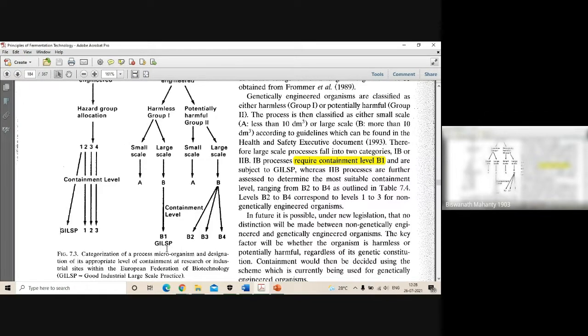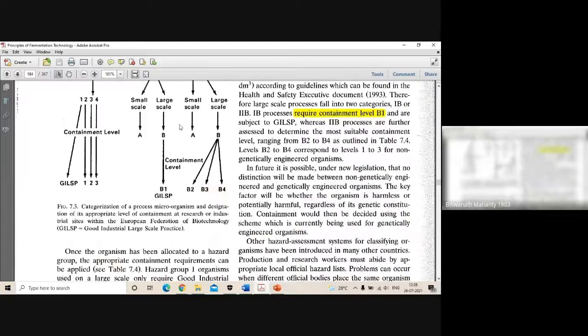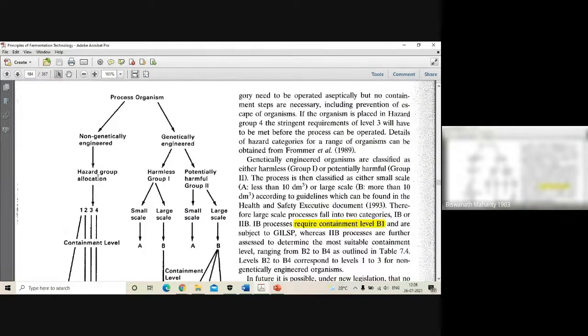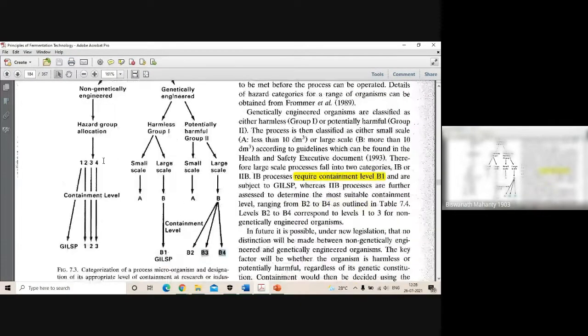If it is going for a pathogenic group and genetically engineered, the classification, as I told you, B1, B2, B3, B4 are similar. But if it is a non-hazardous group, where the pathogenicity is not there, then we can also have containment level of 1, 2, and 3, not beyond that. So basically, these are the containment levels we are discussing. I already discussed with you, so you can just get an idea. Small scale, large scale, A, B, hazardous group 1, potentially harmful group 2. Okay, this is actually the hazard identification.